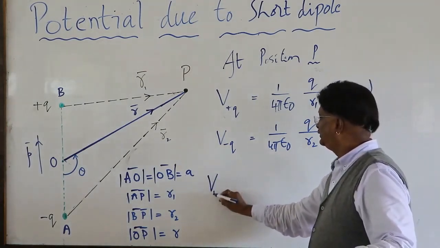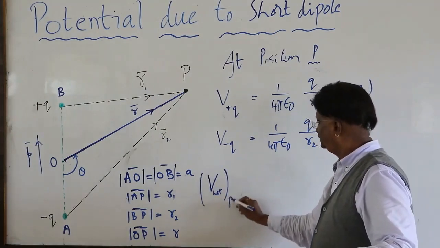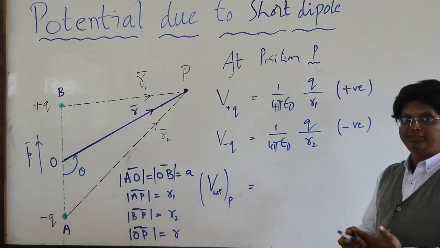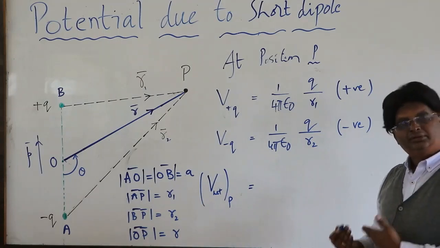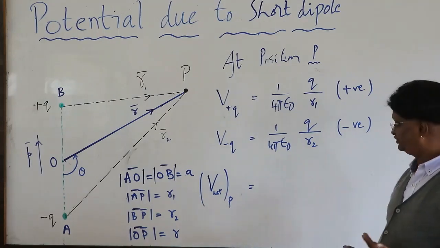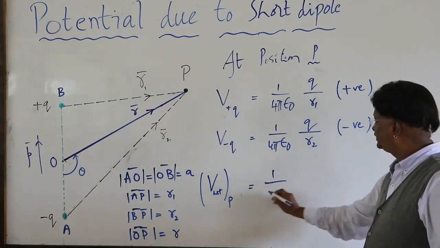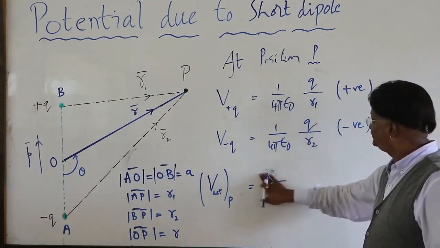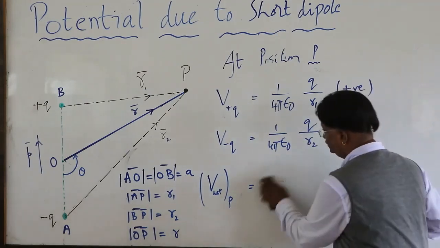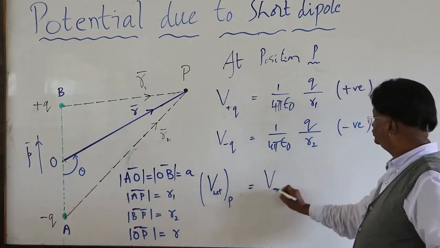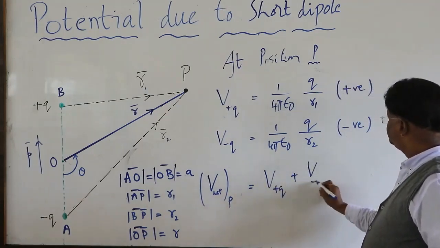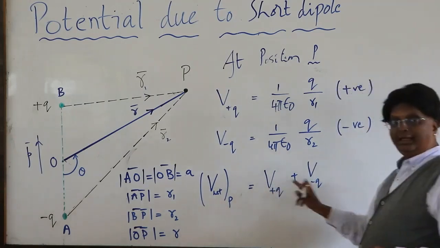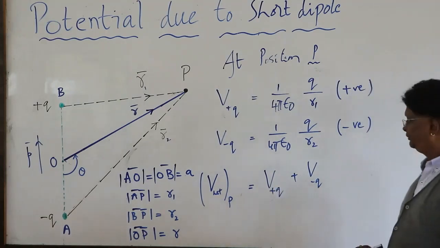Therefore, V net at P, the net potential at P, is equal to, as I have told you, the algebraic summation of the individual potentials, our definition. Therefore, our principle, we are writing 1 by 4 pi epsilon naught. This is common. This q is also common, is it not? First let me write that: this is V due to plus q plus V due to minus q. The two potentials are added, and of course this is an algebraic addition.